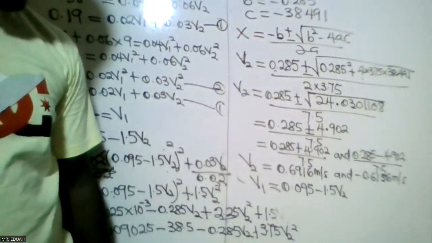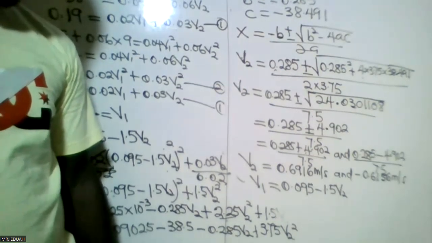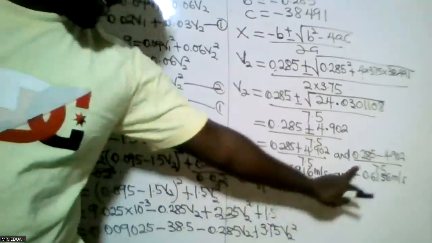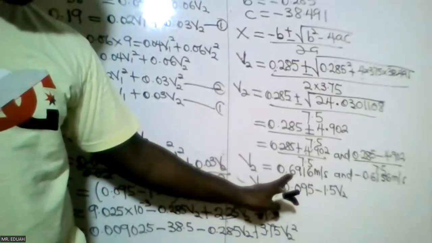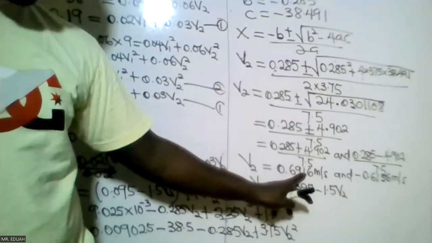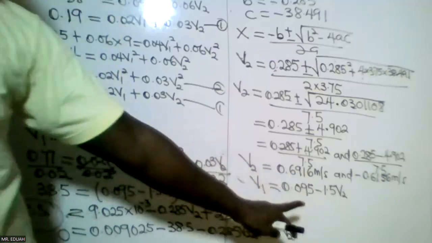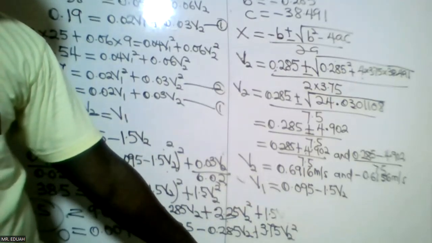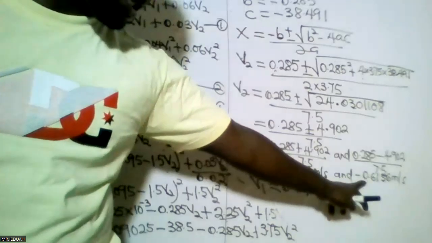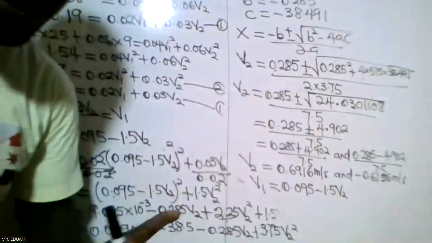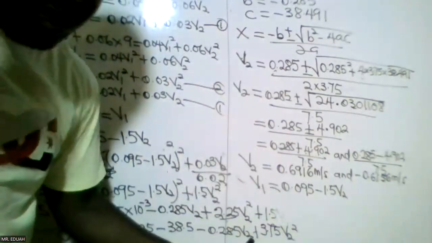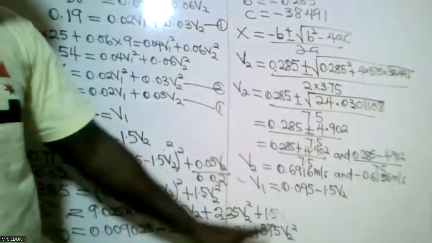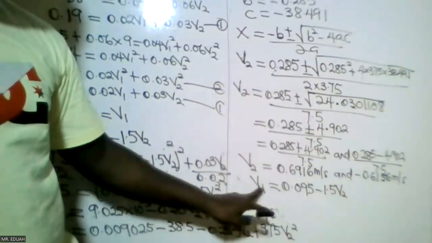Kenneth, are you there? Yes, sir. So do it. We have the two answers for V2. Do it for 0.6916. And then, Ekwe, are you there? Yes, please. You will do it for negative 0.6156. The rest of you must also do it, because we shall confirm the values. If you also got the same thing, do it so that we could get the other two answers for V1.